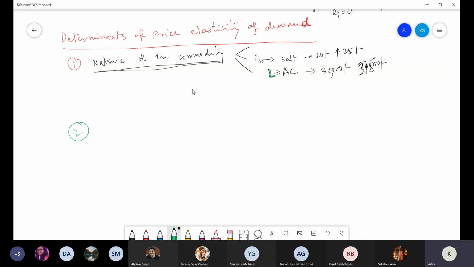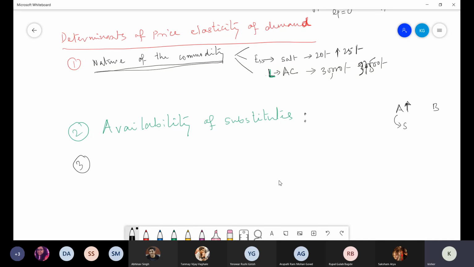Along with that, another determinant is the availability of substitutes. Think about a product having close substitutes. Suppose there are two products, A and B, and A has very close substitutes. The moment the price of A increases, what will happen? Immediately, existing consumers will switch over to its substitutes. So price increases, and demand decreases drastically.